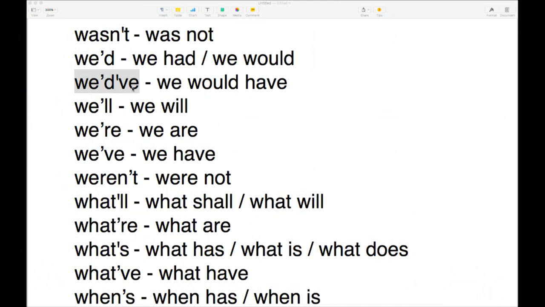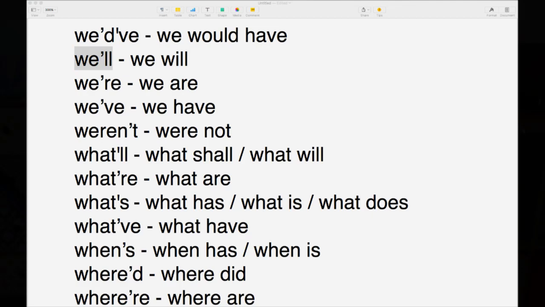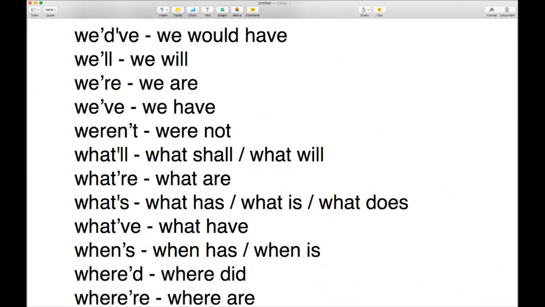So the next one, very common, is we'll. Short for we will. We'll be with you again tomorrow. Me and the bears. We'll be with you again tomorrow. And then the next one is we're. Meaning we are. We are here together learning English. We're here together learning English.